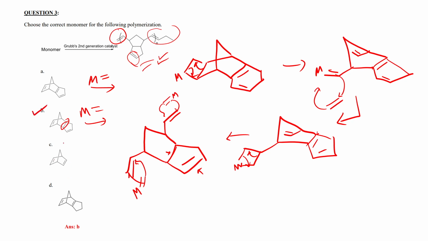For another option, that five-member ring is missing, so your polymer would be in this kind of way if you use this. For the other option you would be having a different outcome, but here this particular double bond would only be possible if you use only this B monomer. So that's how you can solve this one.